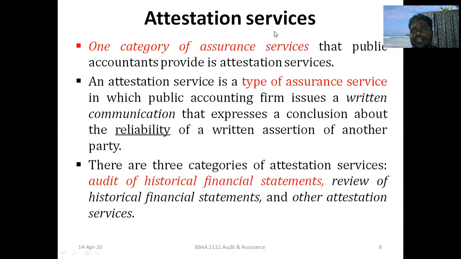Then we can say attestation service. First point, one category of assurance service that public accounting firms provide is attestation service. Second point, attestation service is a type of assurance service in which a public accounting firm or audit firm issues a written communication that expresses a conclusion about the reliability of a written assertion of another party. Third point, the three categories are there: audit, review, and other attestation service.